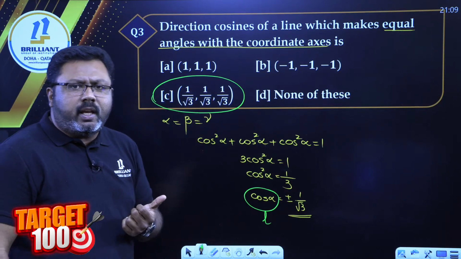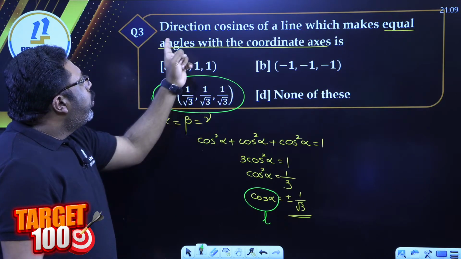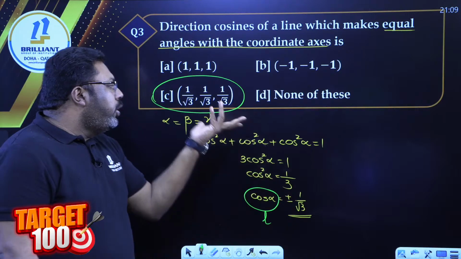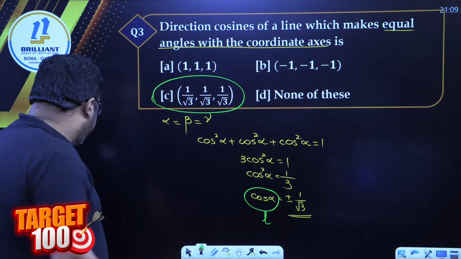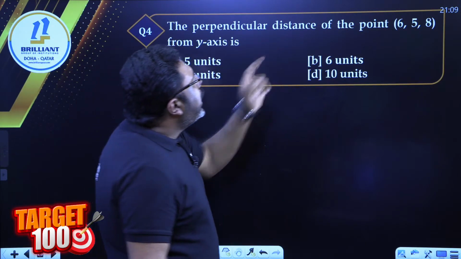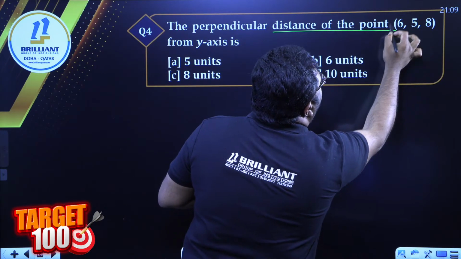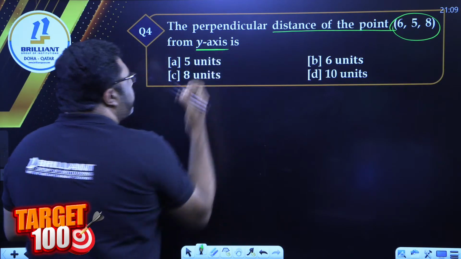The best option is C, 1 by root 3, 1 by root 3, 1 by root 3. So what is the direction cosines of a line which makes equal angles? If you want, you can memorize 1 by root 3, 1 by root 3, 1 by root 3. Question number 4. The perpendicular distance of the point 6, 5, 8 from the y-axis.